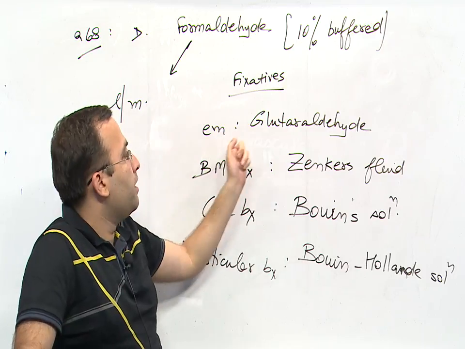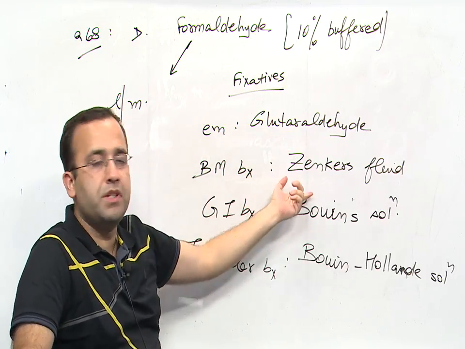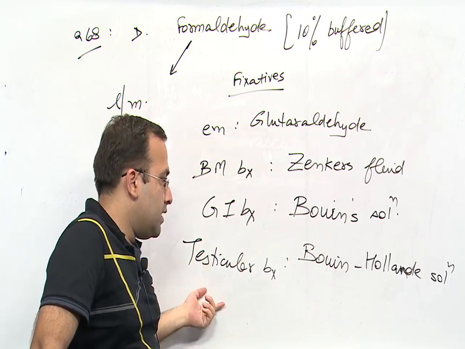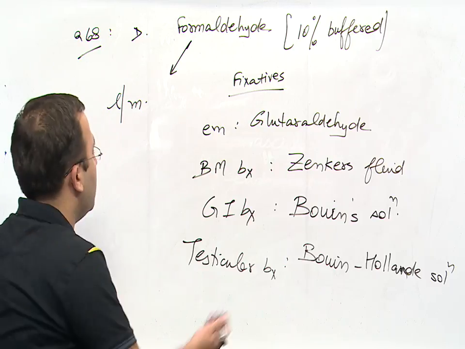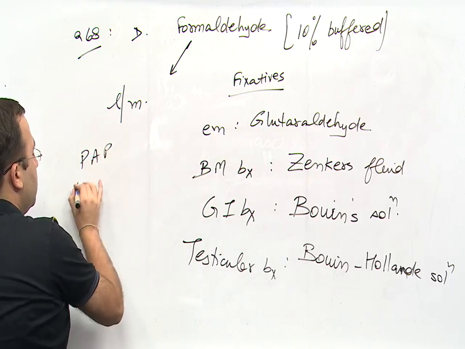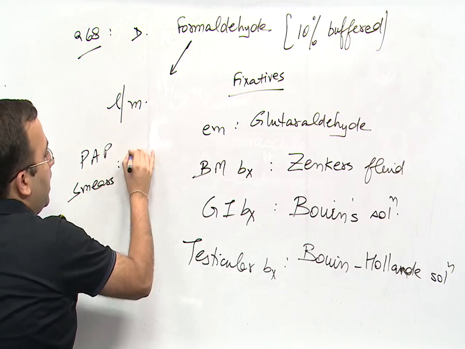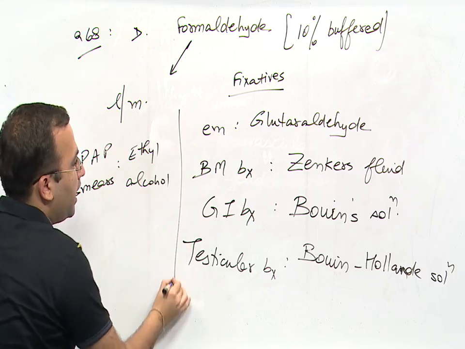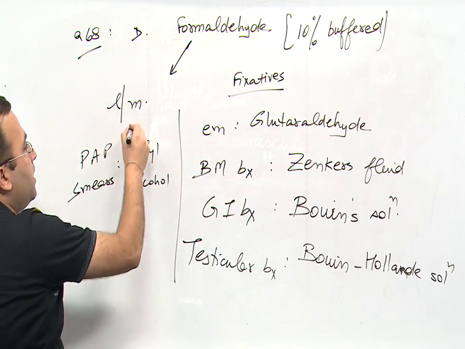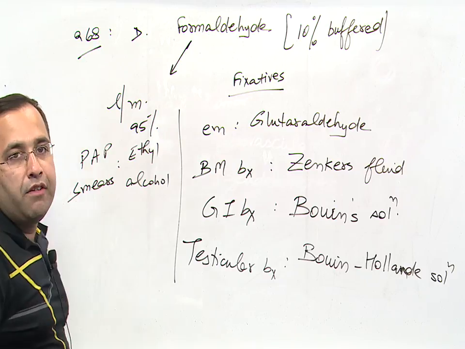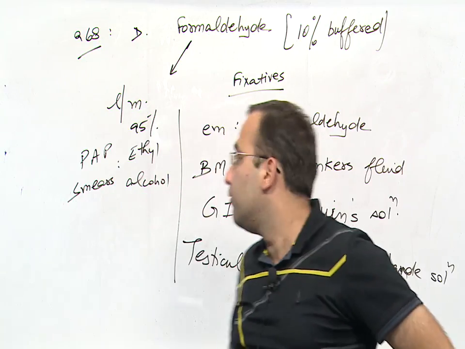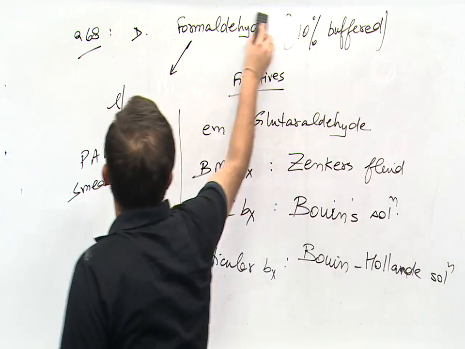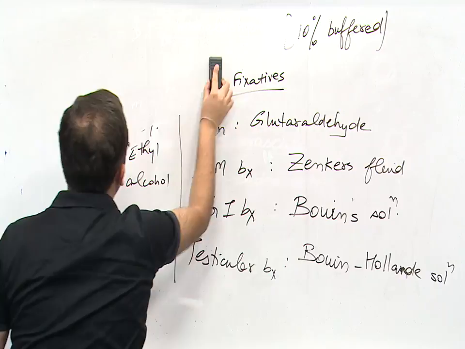10%. Electron microscopy, glutaraldehyde, bone marrow biopsy, Zenker's fluid. GI biopsies, Boyne's solution. Testicular biopsy, Boyne-Holland solution. Add one more, pap smears, ethyl alcohol. What percentage of ethyl alcohol? 95% ethyl alcohol. Done. These are the fixatives used in pathology.